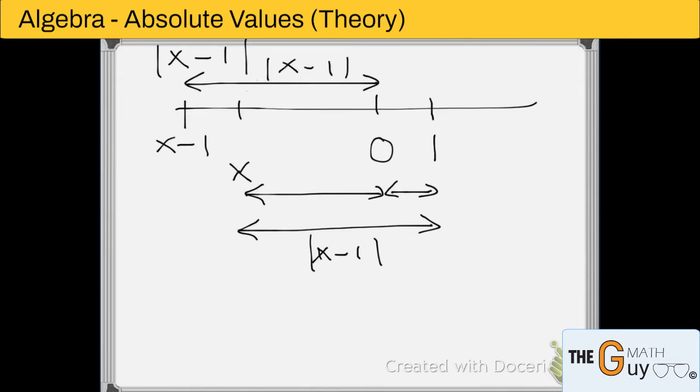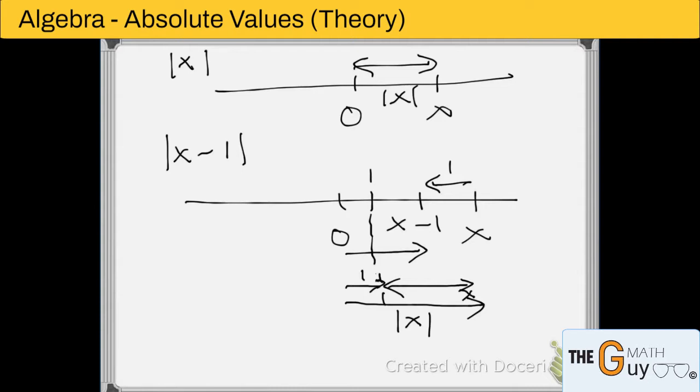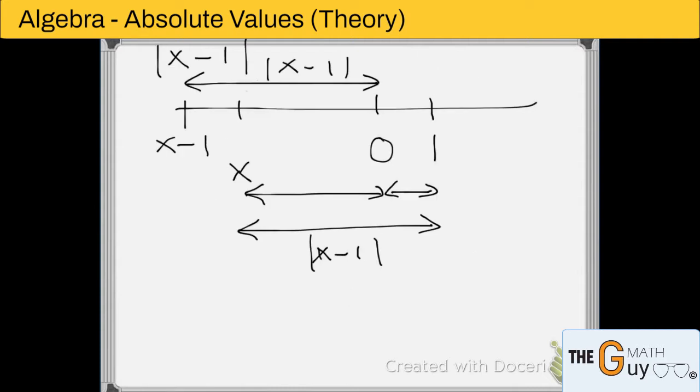So in both cases, whether x was negative or positive, I just showed you that absolute value of x minus 1 could be looked at as the distance between x and 1. And that's the trick we're going to use.